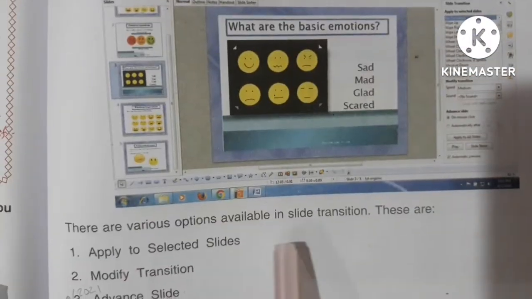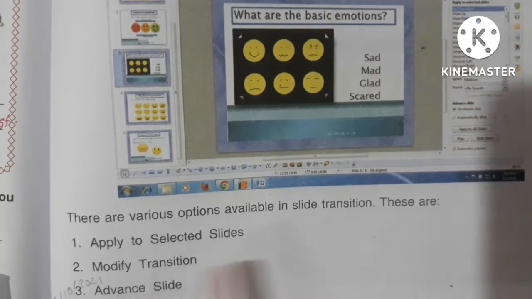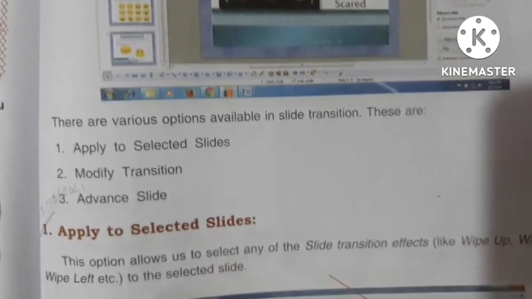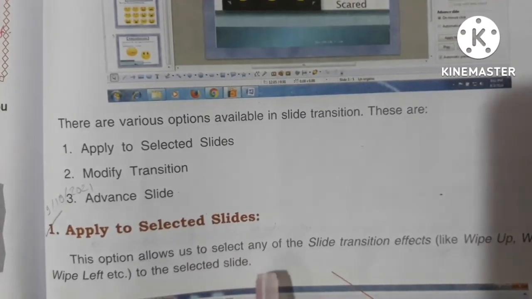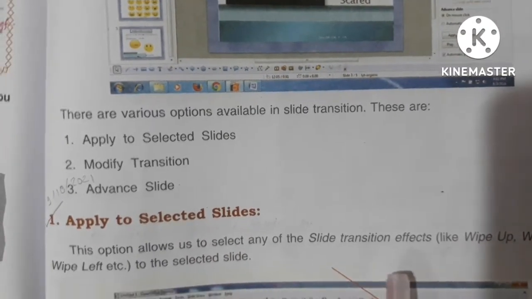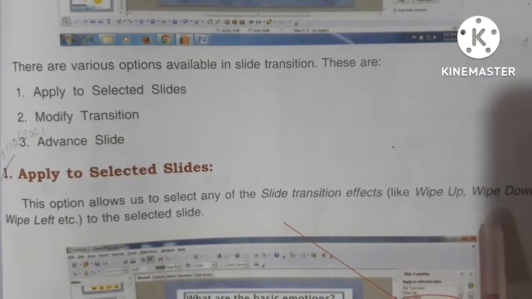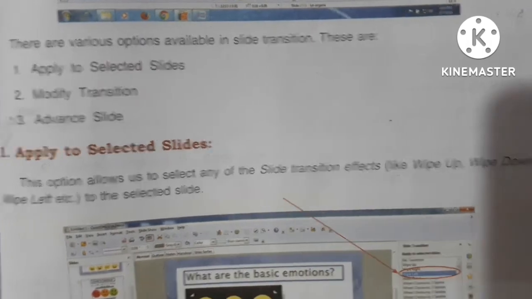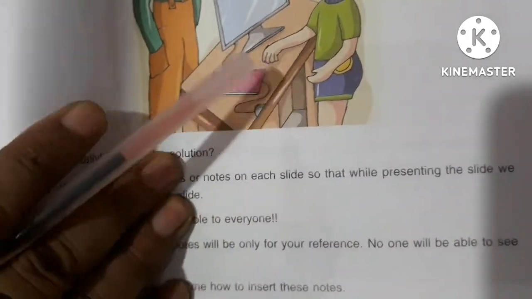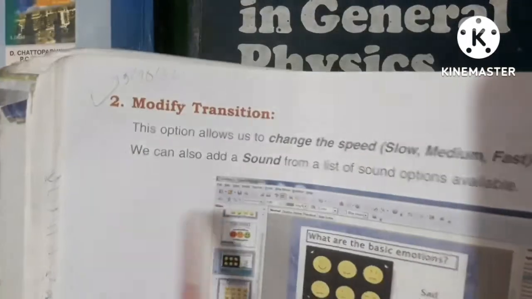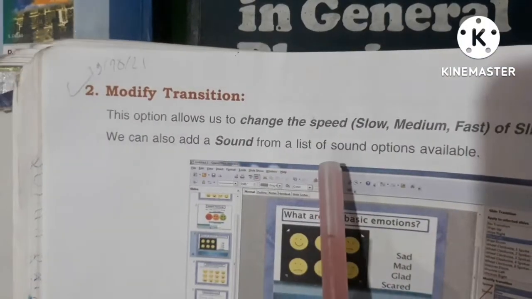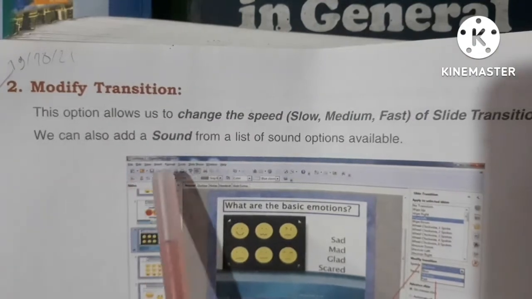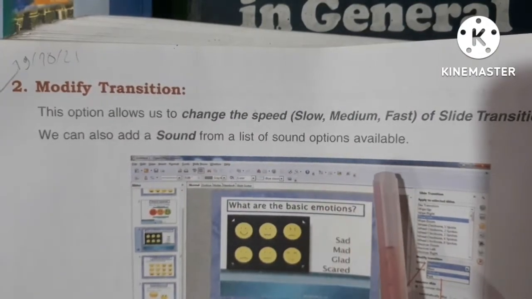There are various options available in slide transition. These are: apply to selected slides, modify transition, advance slide. Apply to selected slides allows us to select any of the slide transition effects like wipe up, wipe down, wipe left, etc. to the selected slide. Modify transition allows us to change the speed, slow, medium, fast, of the slide transition effect. We can also add a sound from a list of sound options available.